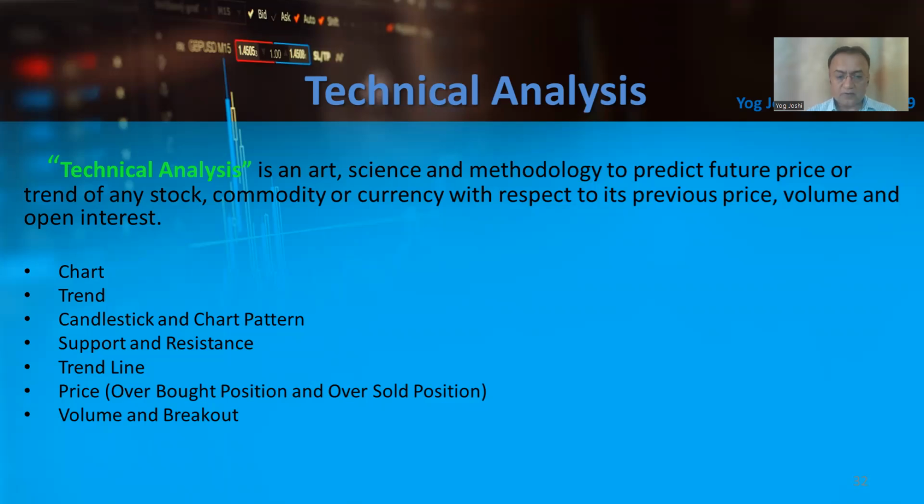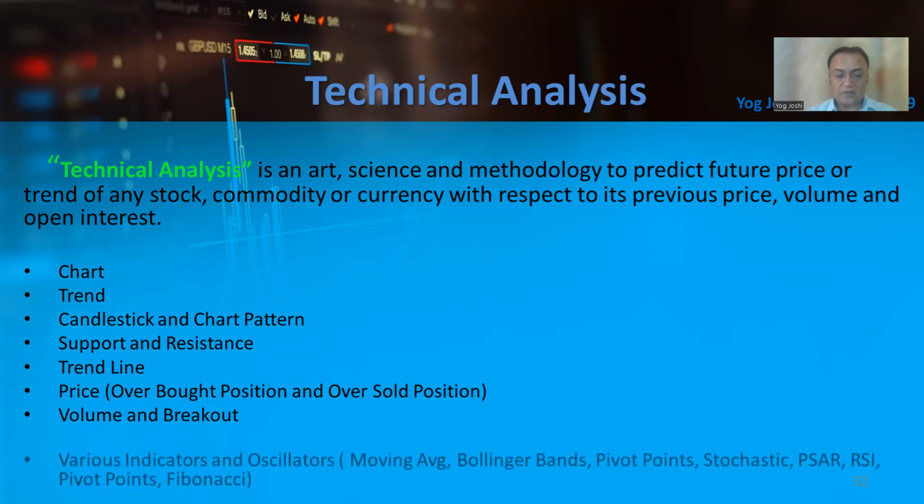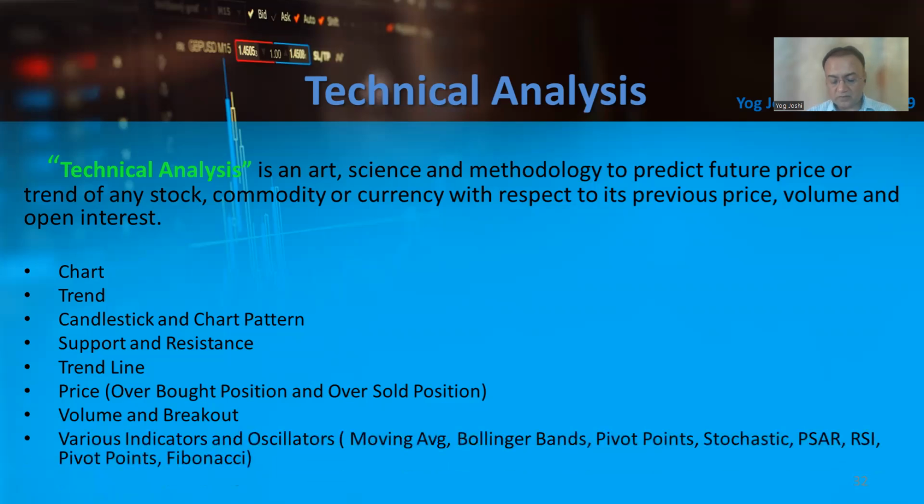We are supposed to have knowledge of volume and breakout, as well as various types of indicators and oscillators, like moving average. What is the role of moving average? What is the role of Bollinger Bands? What is the role of pivot points? What is the role of stochastics and RSI? All these things come under indicators and oscillators.